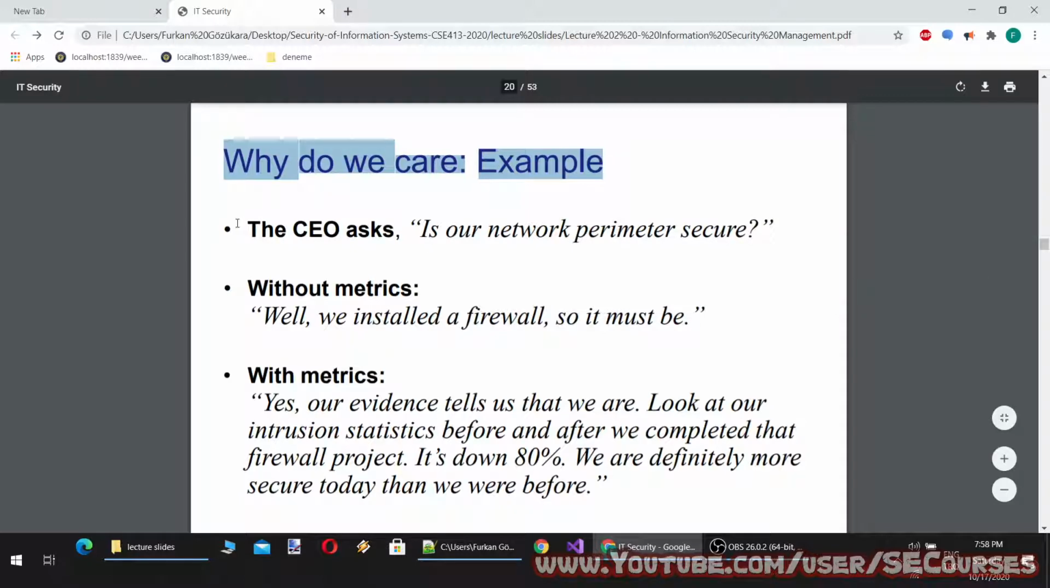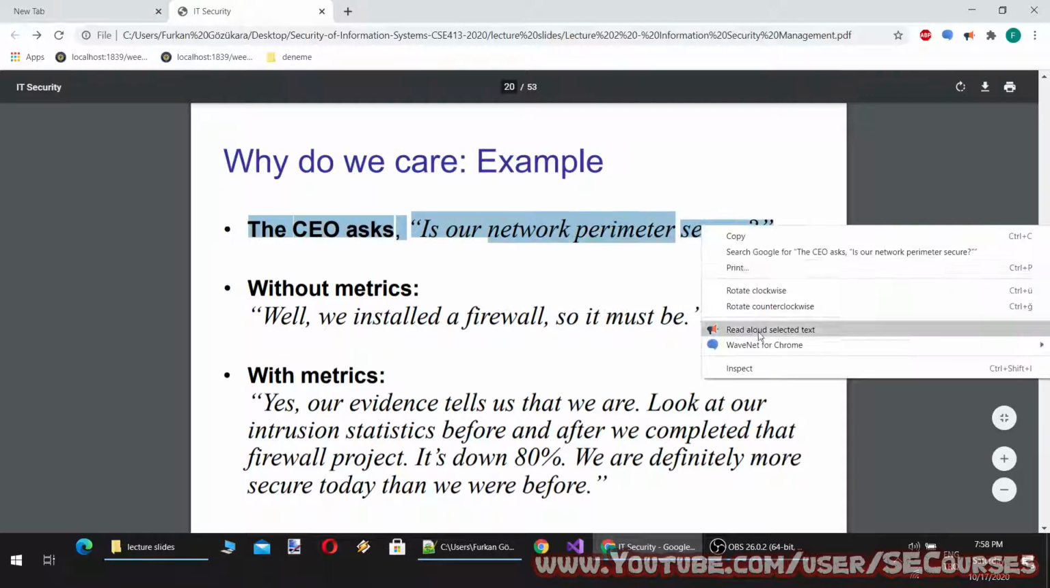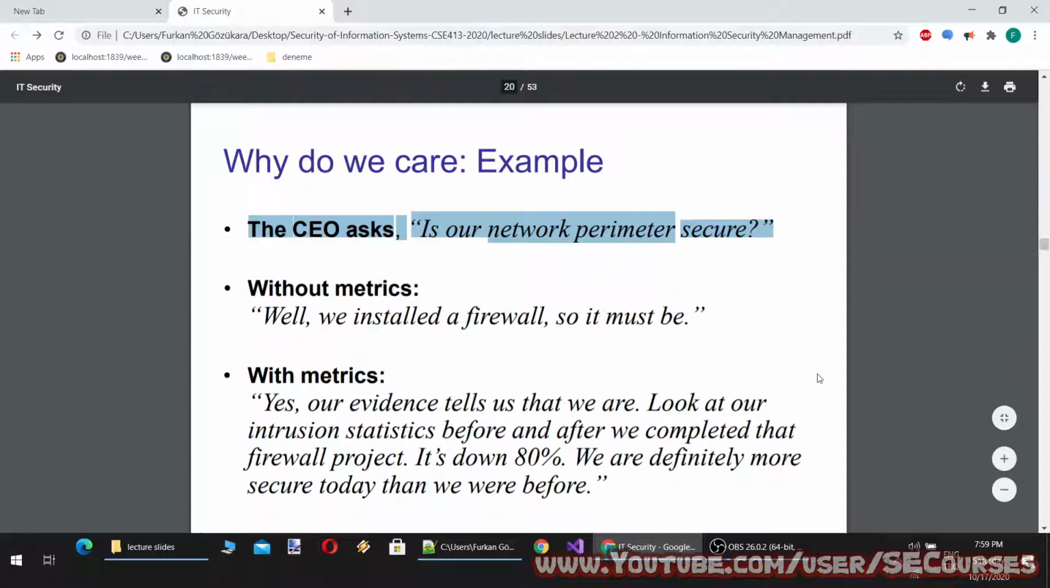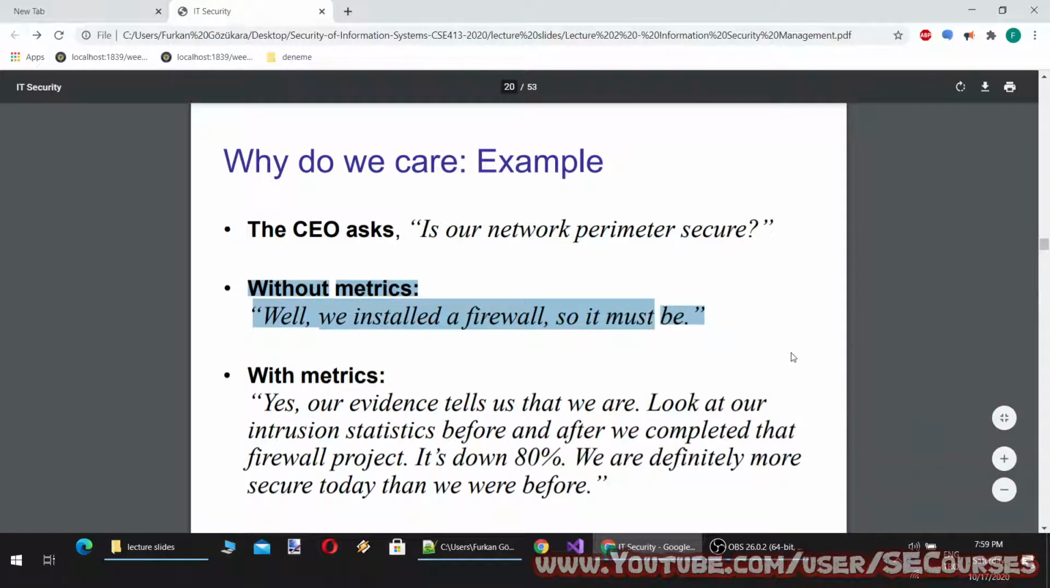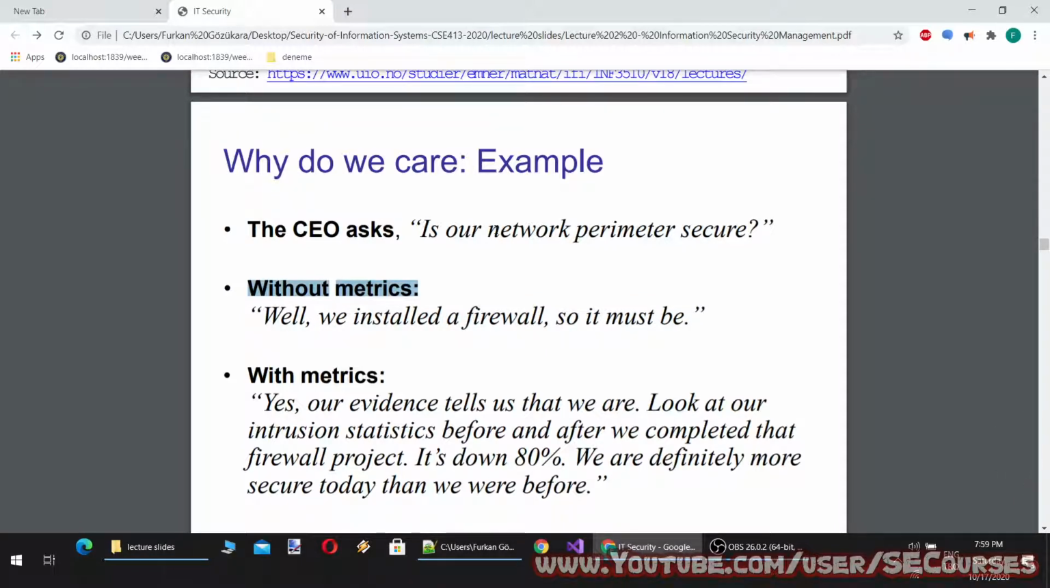Why do we care? Example. The CEO asks, is our network perimeter secure? Without metrics, well, we installed a firewall, so it must be. So without metrics to evaluate our security, we just say yes, it should be good. We installed a firewall. Why shouldn't it be?